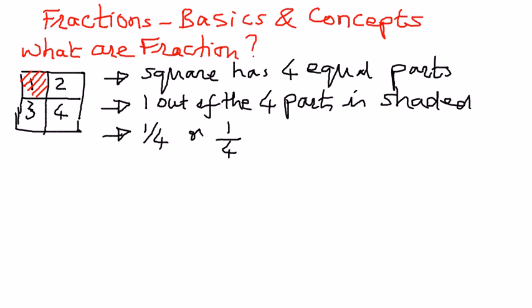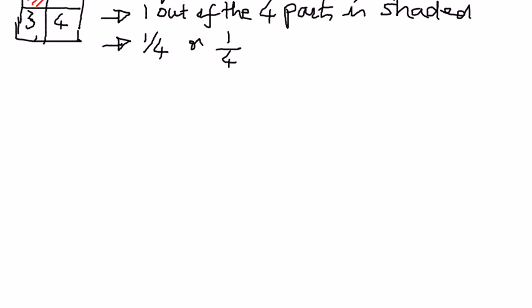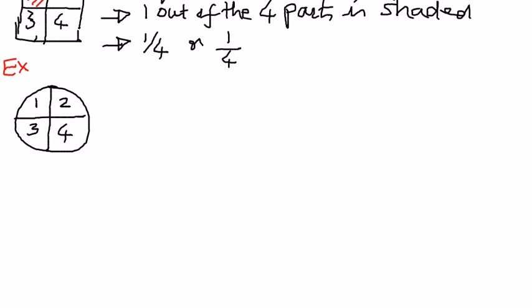Let us take another example here. Let us say I have a circle like that, and I divide this circle into four equal parts, and this is part number 1, part 2, part 3, and part 4. And here again, if I shade just two portions of the circle like that, these are the observations we're going to make.